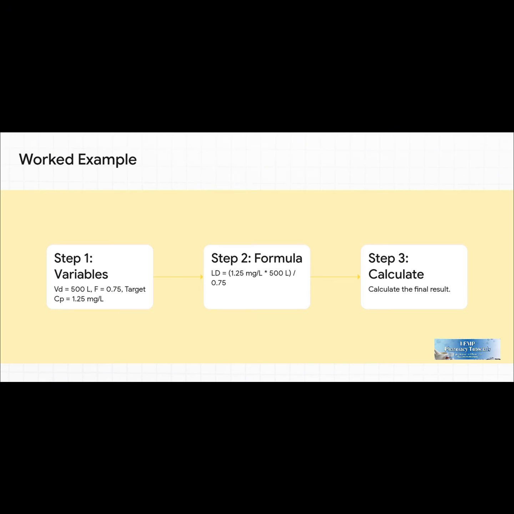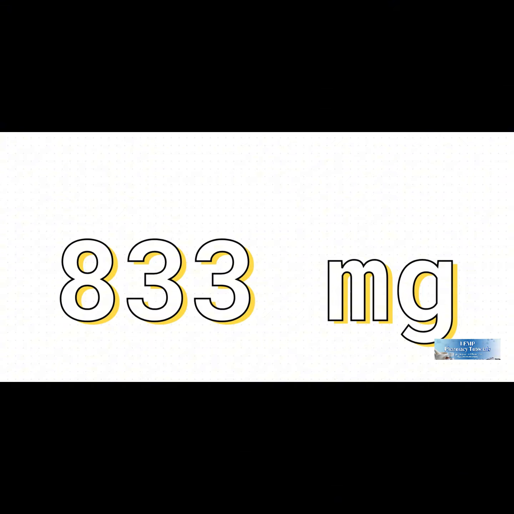Let's walk through a quick example together. First, we gather our intel. Let's say we have a drug with a massive VD of 500 liters. Its oral bioavailability, F, is 0.75, and the target concentration we're aiming for is 1.25 milligrams per liter. Okay, got our numbers? Now we just pop them straight into the formula. That's 1.25 times 500, and all of that divided by 0.75. You run the numbers and boom, 833 milligrams.